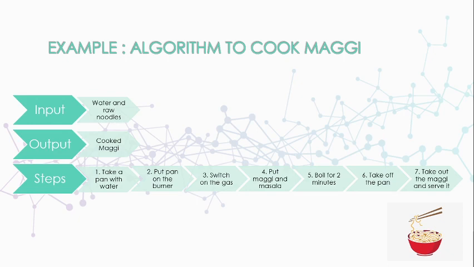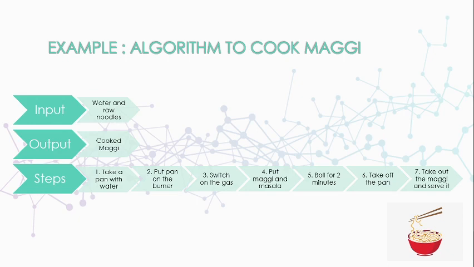First one will be take a pan with the water. The second one is put pan on the burner. Third is switch on the gas. Fourth is put Maggi and masala. Fifth, boil it for 2 minutes. Sixth, take off the pan. And seventh is take out the Maggi and serve it.